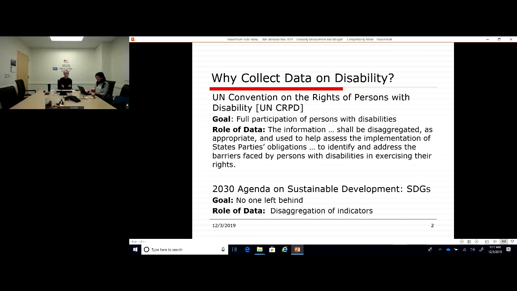The other one is the 2030 Agenda on Sustainable Development and the Sustainable Development Goals. They have an overarching goal of leaving no one behind. And part of this effort is based on indicators that need to be disaggregated by things like gender and urbanicity, age, and of course, disability status. Those two conventions lead countries to the need to collect good data on disability. Can I have the next slide?